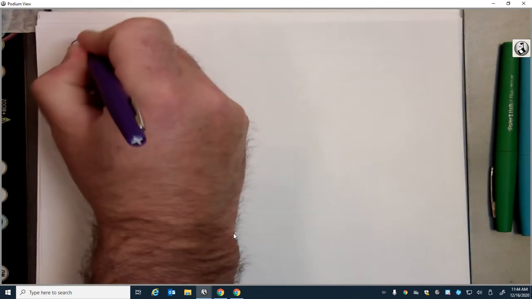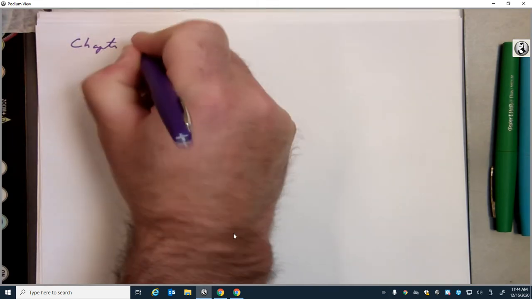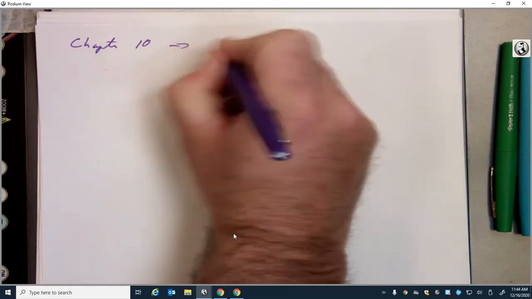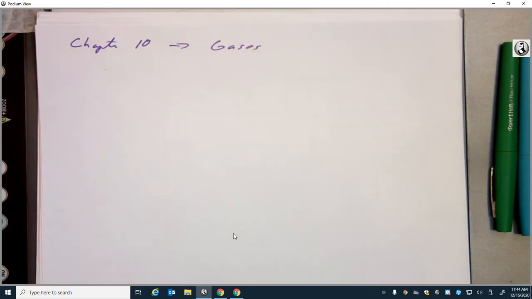Okay, so we are starting Unit 4, and actually it deals with Chapter 10 in the textbook to start with. And we're going to be dealing with gases. Okay, so this is Chapter 10, right? We're dealing with gases.